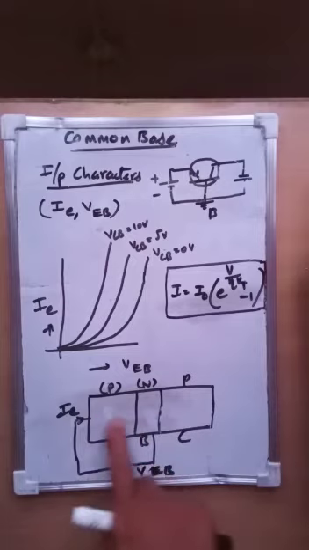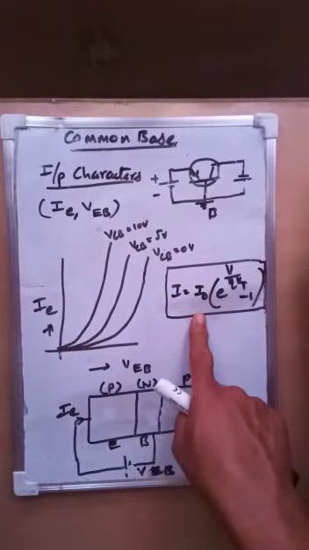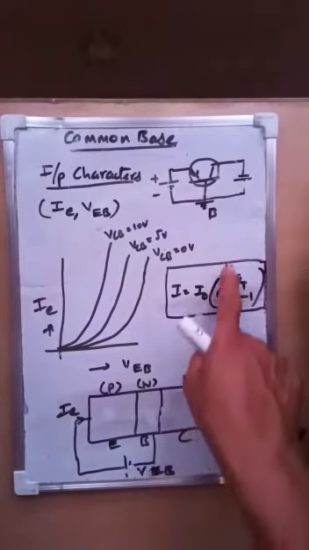Since it is a PN junction, we have an equation. What is the current equation? I is equal to I naught into e power V by eta VT minus 1.